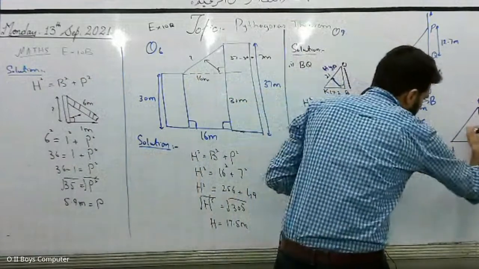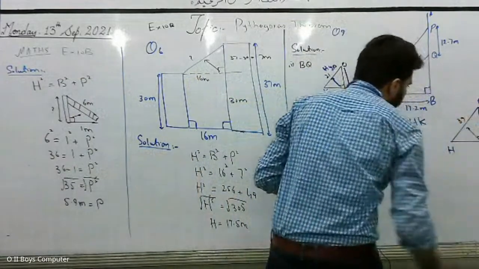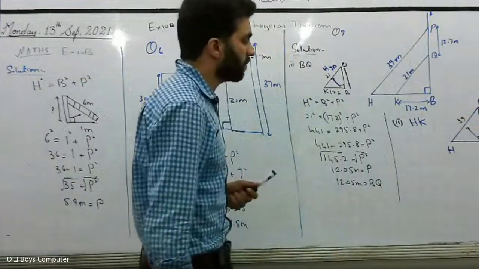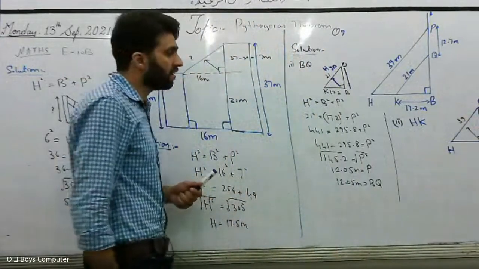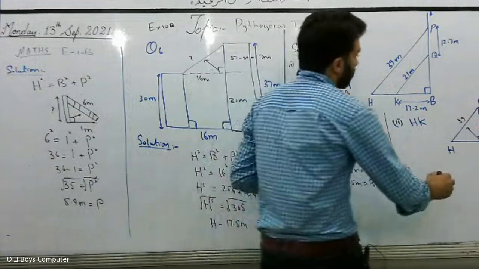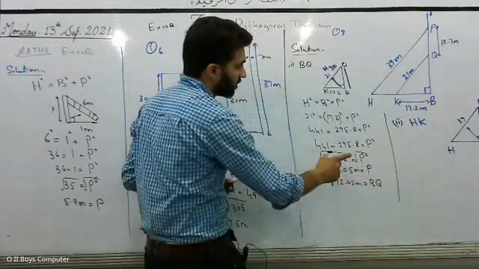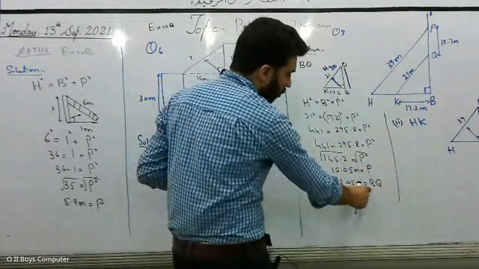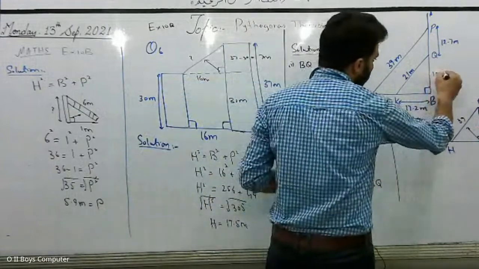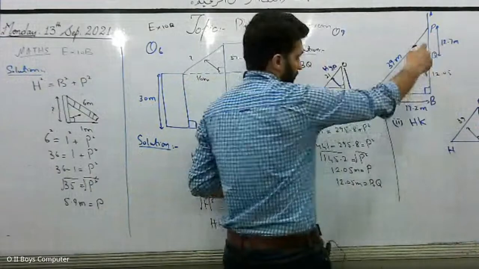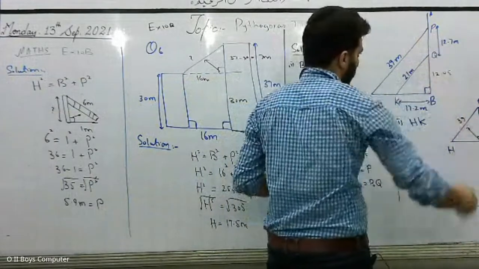See this thing very carefully. This is the 39, which is the hypotenuse of the bigger triangle because it is in front of the angle. Now, what is the height? Height we have to find out ourselves because in the first part we have found out BQ, that is 12.05, and PQ is given in the question, that is 12.7.